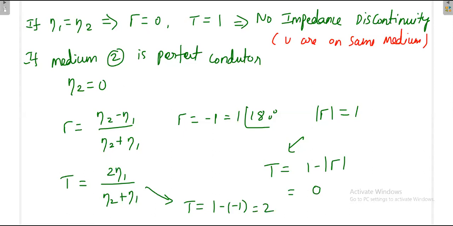One more parameter we have to analyze. That parameter is called S, the standing wave.